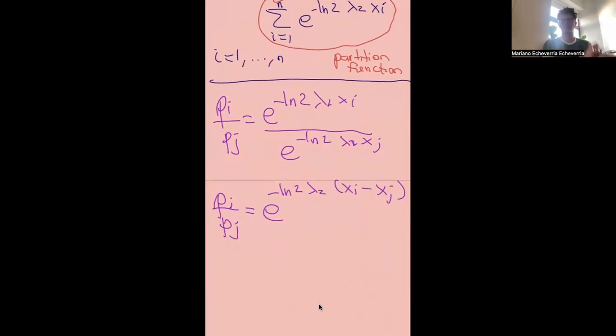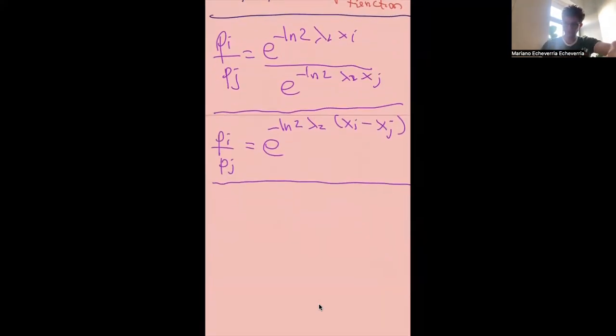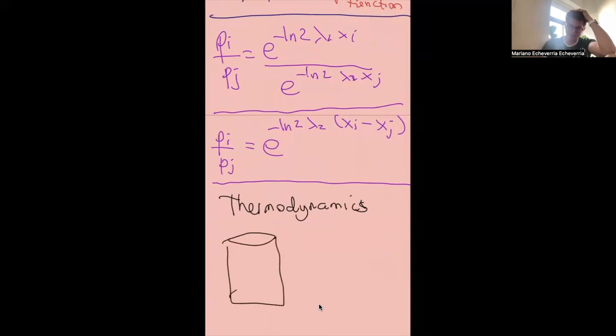And again, this is a nice application, just to give you an idea of how this is used in thermodynamics, for example. So in thermodynamics, it just happens to be the case that lambda 2 is the inverse of the temperature of the gas. So you have a gas, here's a gas with a bunch of molecules.